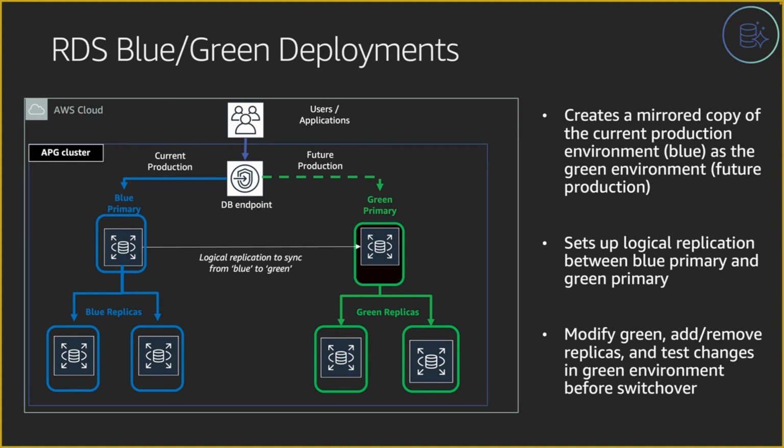The two environments we can keep in sync using logical replication, and we can then make the changes to the database in the green environment without affecting the production environment. And once you are done with the testing and good to go, the green environment can be switched over to become the new production environment. This switchover typically takes less than 1 minute and does not require any application changes. So blue green deployment can be used for a variety of tasks like upgrading the DB engine version, changing the database parameters, or making schema changes.